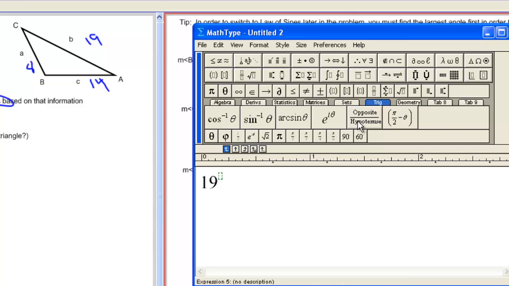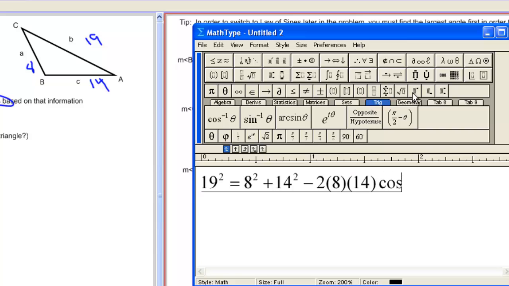I want to find angle B. Opposite of angle B is little b, and that's 19. All right, so 19 squared. I remember this starts like the Pythagorean theorem. So that's going to be 8 squared plus 14 squared minus 2 times 8 times 14 cosine of B.